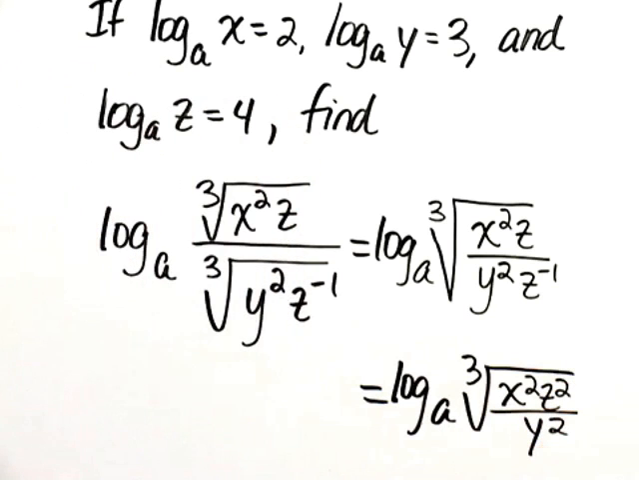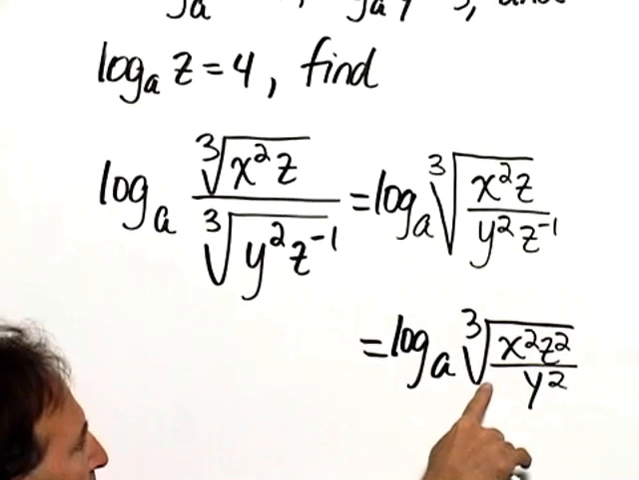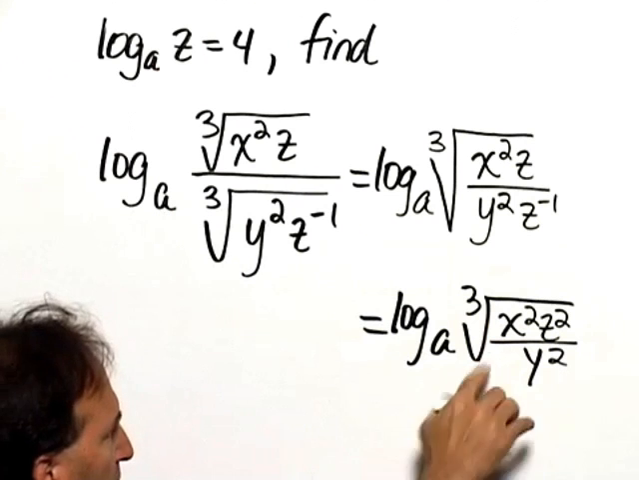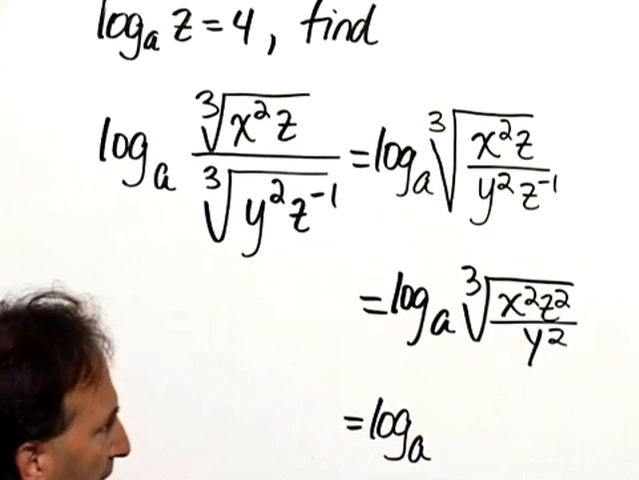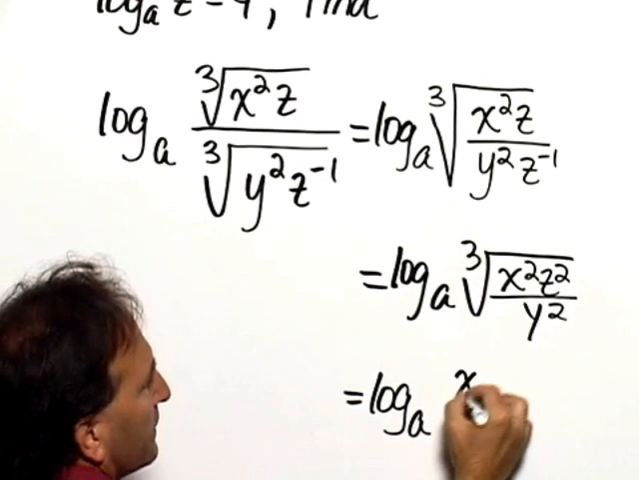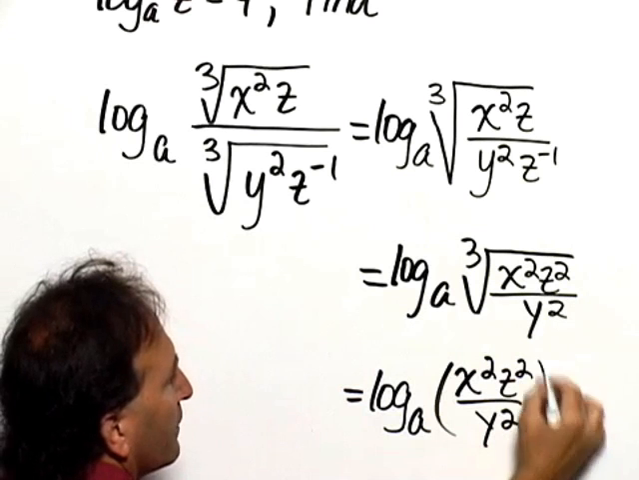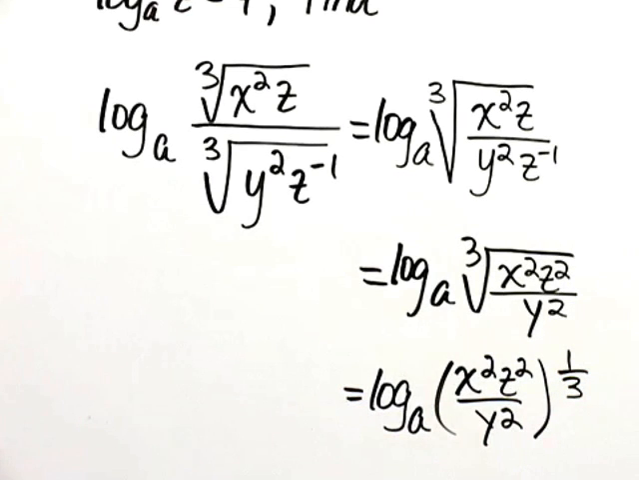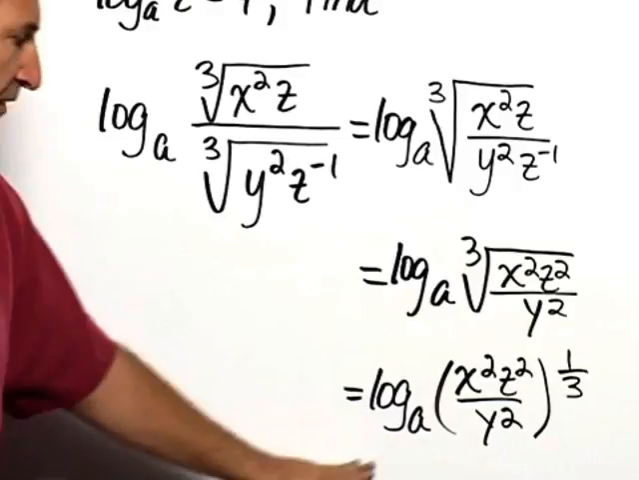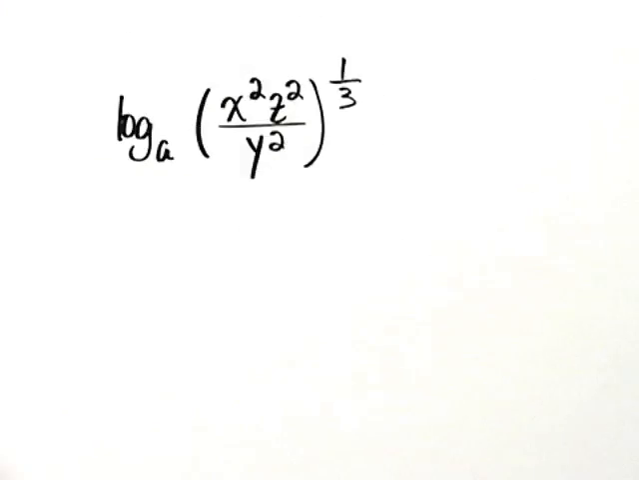Let's rewrite this cube root using a fractional exponent. So this would be equal to log base a of x squared z squared divided by y squared raised to the 1/3 power. Let's continue simplifying this expression on a clean board where I have more room.